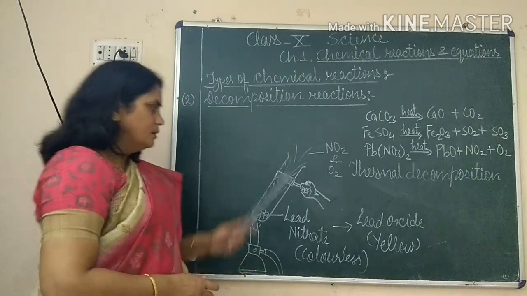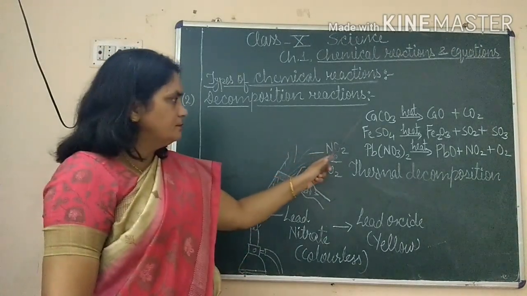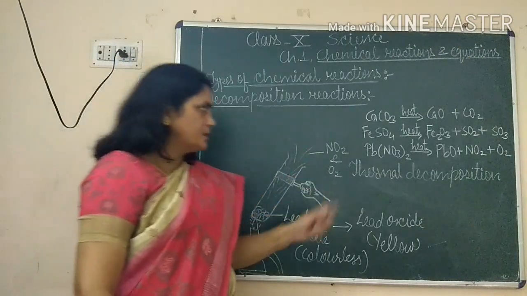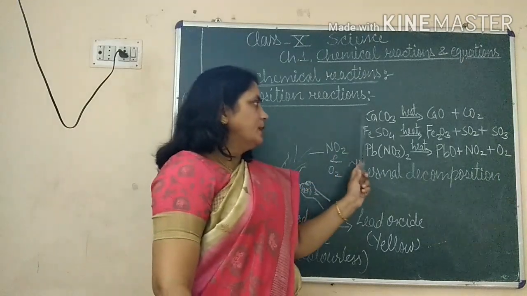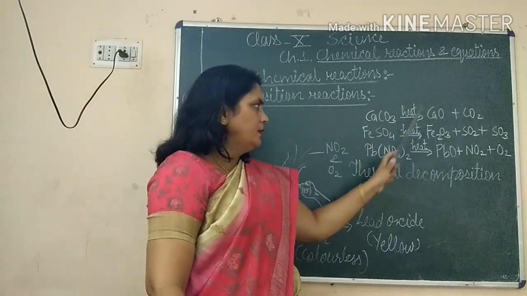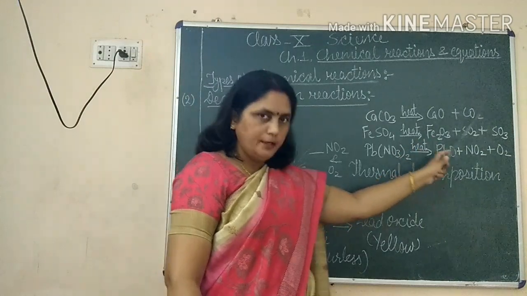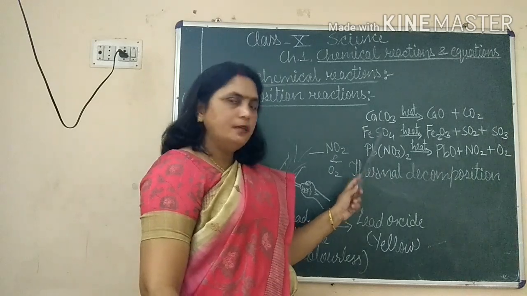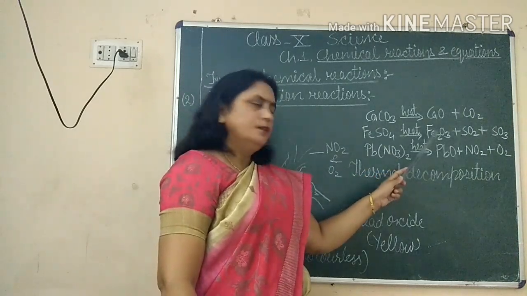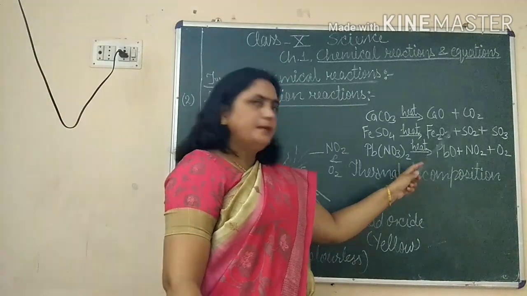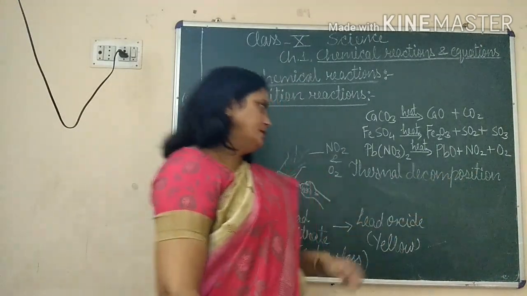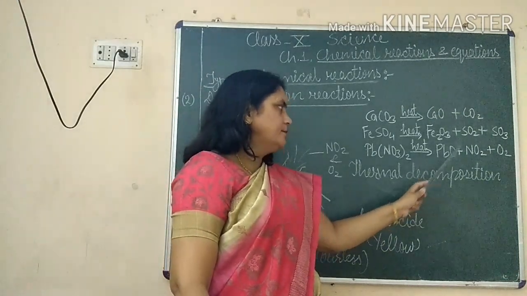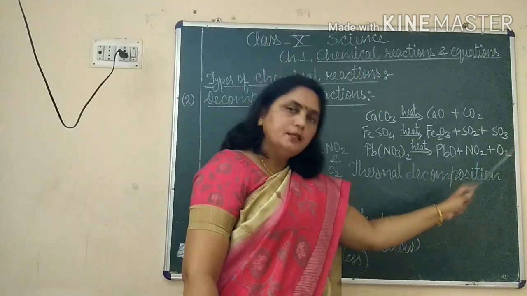Now children, till now we have discussed mainly 3 reactions under decomposition reactions. First is calcium carbonate on heating gives calcium oxide plus carbon dioxide. Reaction number 2, ferrous sulfate on heating gives ferric oxide plus sulfur dioxide plus sulfur trioxide. Then lead nitrate on heating gives lead oxide plus nitrogen dioxide plus oxygen.